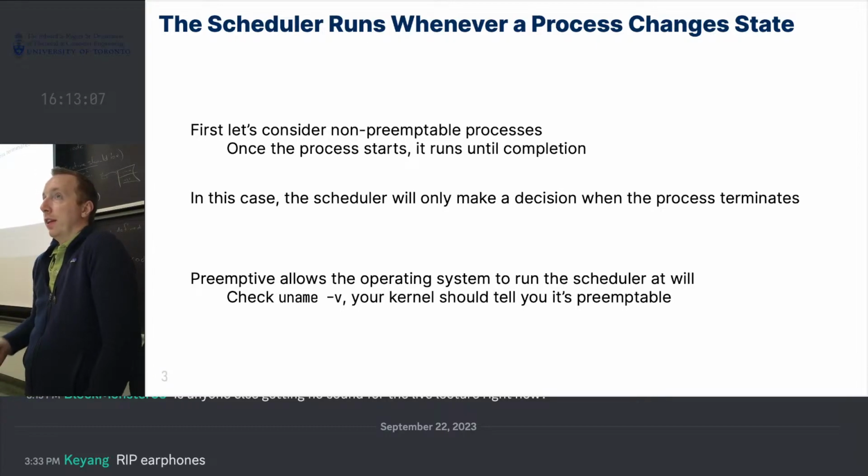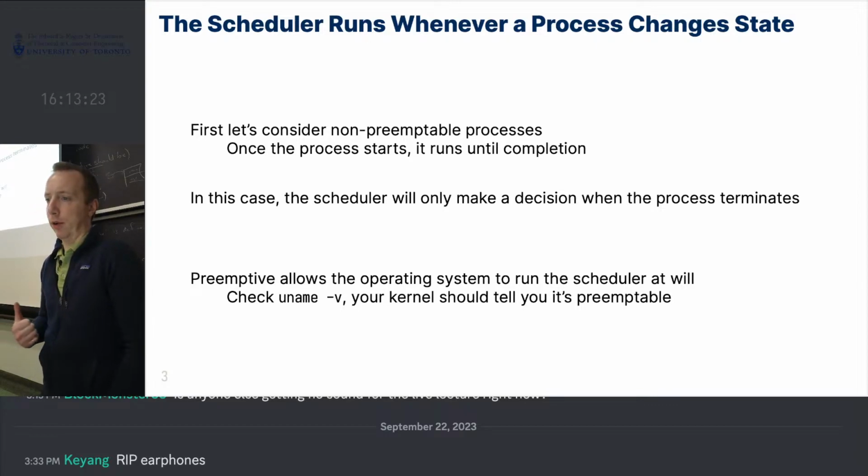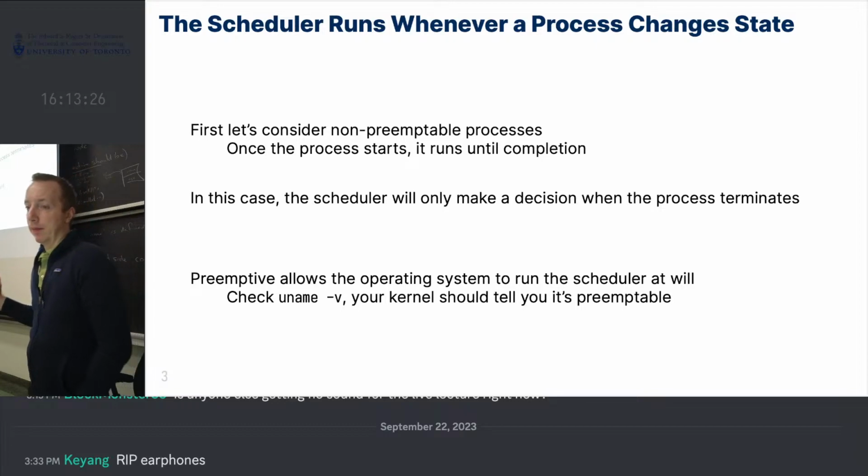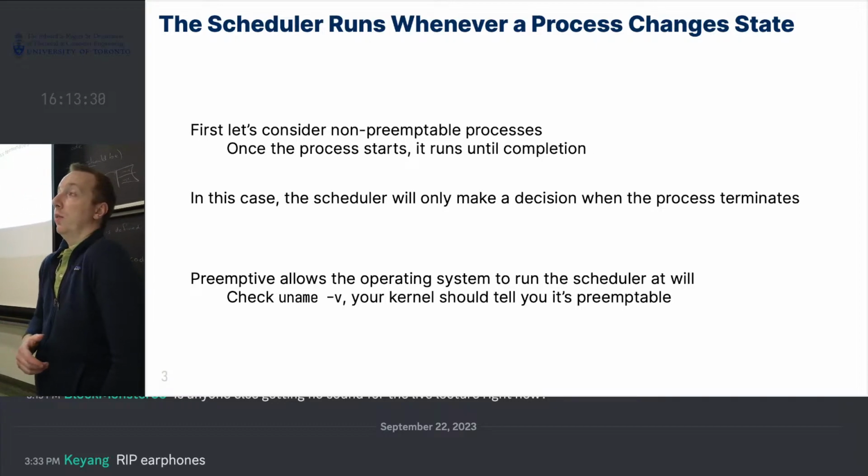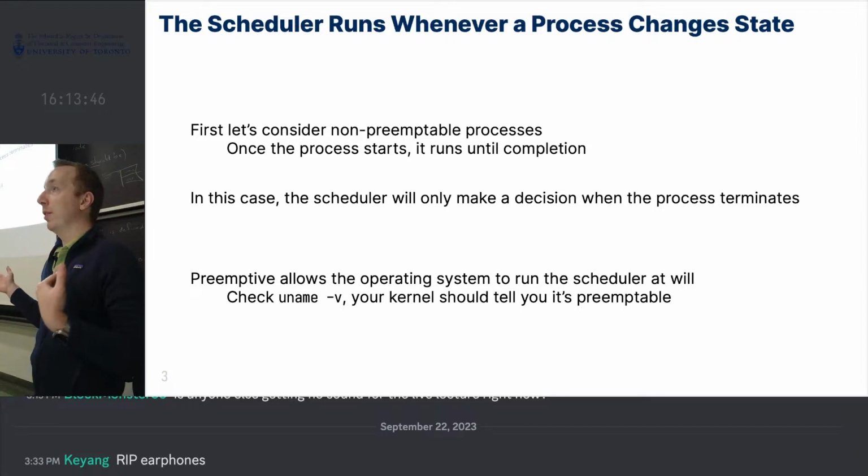By default, the scheduler runs whenever a process changes state. For instance, a process terminates or something like that. First, we will consider non-preemptible processes. That means they just run until they're done, going back to the uni-programming approach. Once a process starts, it just runs until it's done. So in this case, if you are a scheduler, you only get to make a decision when a process terminates or if there are no processes currently running. Preemptive allows the operating system to run the scheduler at will. If you run uname -v, you'll get a whole bunch of information about your kernel. One of the things it will tell you is PREEMPT, and that means it uses a preemptive scheduler. So that's what one of the words means.